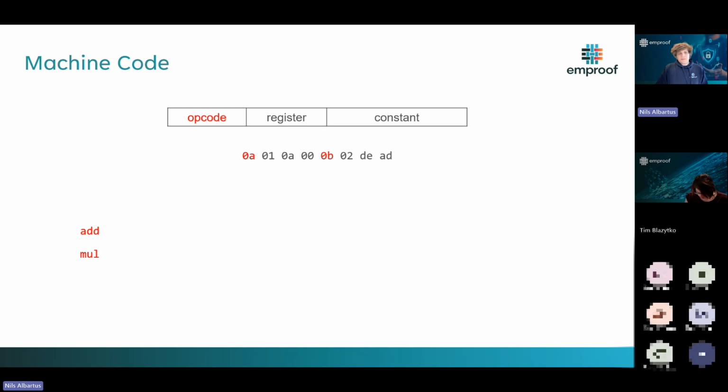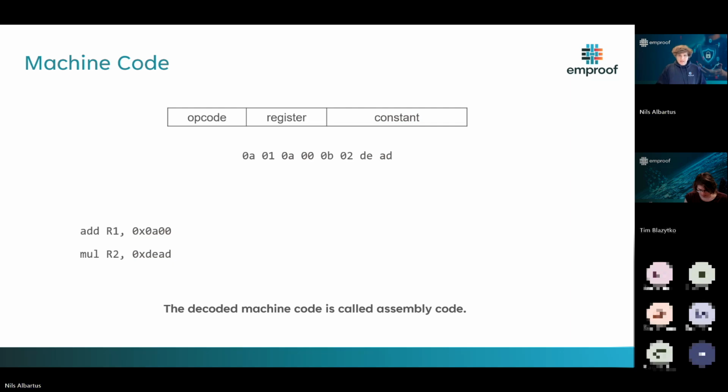Yeah. So here, the first few bytes, or in this case, the first byte, is the opcode. We have, in this case, two instructions. The first instruction that starts with 0A is in this case an addition. And the second instruction starting with 0B in our example is this multiplication. Then, if we continue, the next byte here is the register. So in this case we have register 1 and register 2, which is used to write the result of the operation. And then we have two constants, one for each operation.